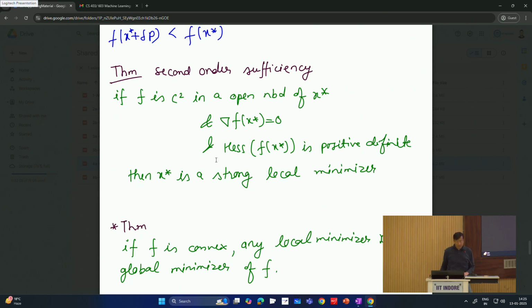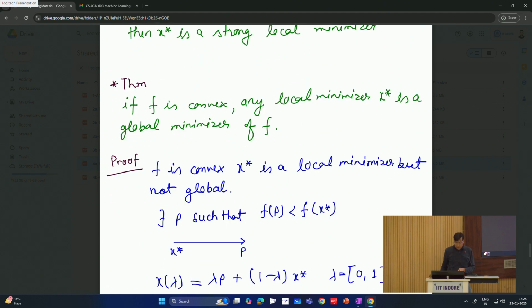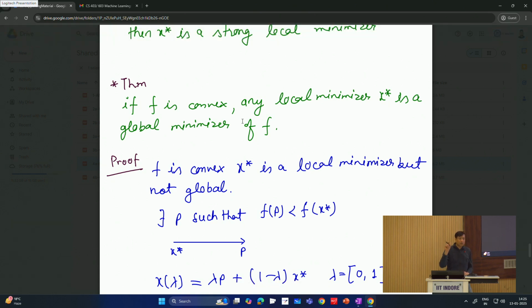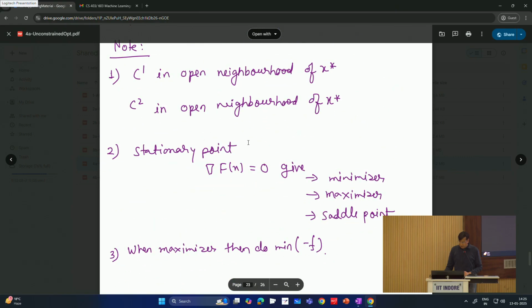So that's the theorem which I have written here. If the function is convex, any local minimizer becomes a global minimizer. So these are all the 3 theorems which I'm going to use tomorrow. That's why I wanted you to know it before tomorrow, so you don't get completely lost. Why are we playing around with gradients and Hessians? Everybody okay? Okay. Yeah, I think that's it.